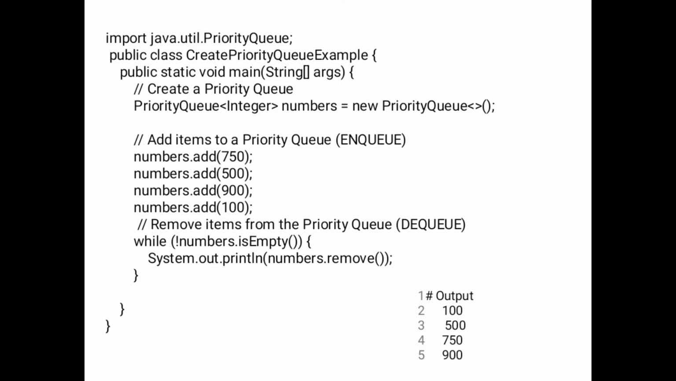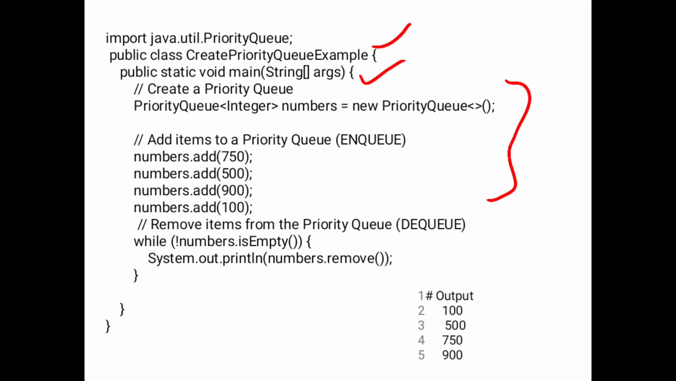First, import the Java util package, then open the class. The class name is CreatePriorityQueue. Then open the function, that means the calling function: public static void main of String arguments. Then next, create the queue.